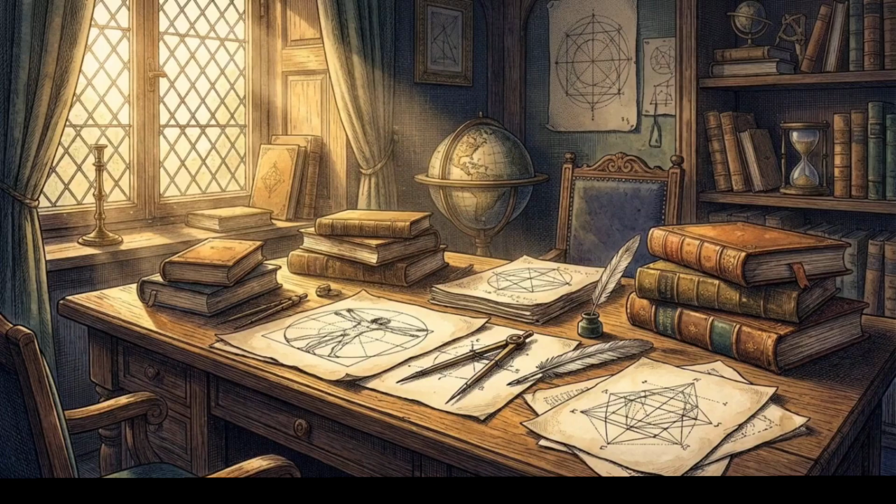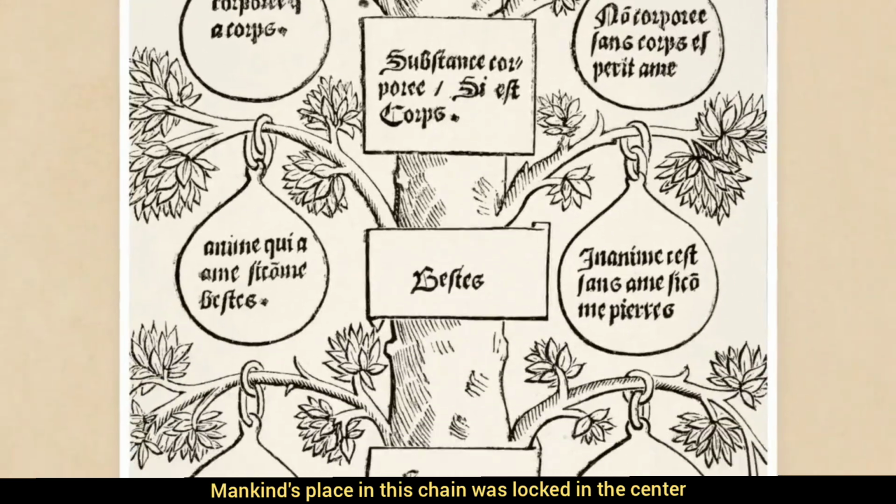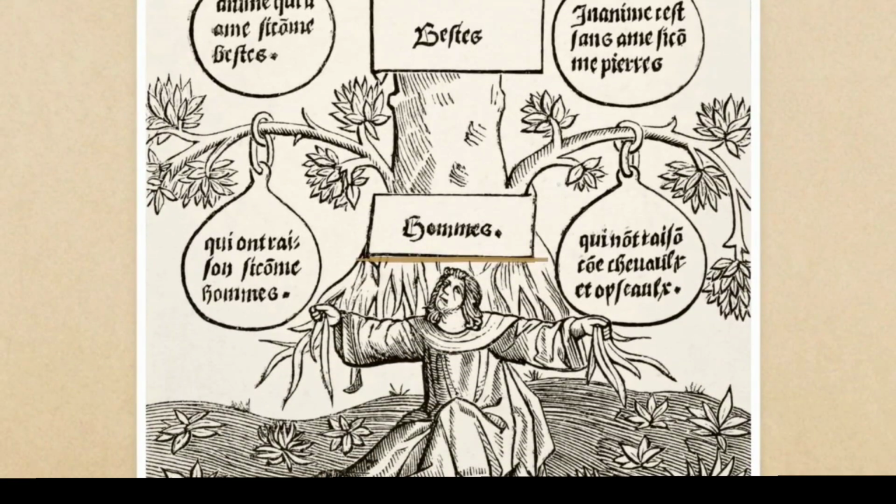During the Renaissance, this geometric exercise intersected with a movement called Neoplatonism. Philosophers followed the Great Chain of Being, a concept from the 4th century that organized the universe into a rigid hierarchy, from God down to demons. Mankind's place in this chain was locked in the center, trapped between a mortal body and an immortal soul.